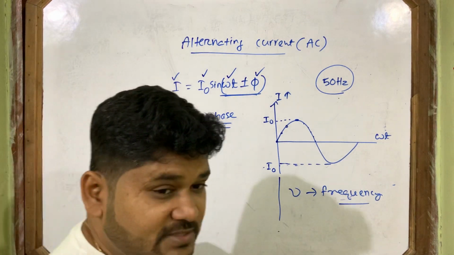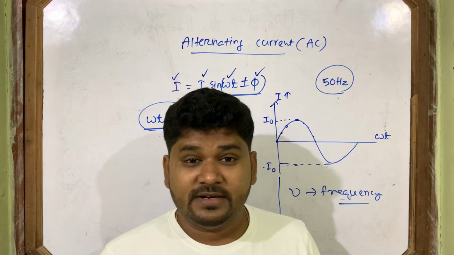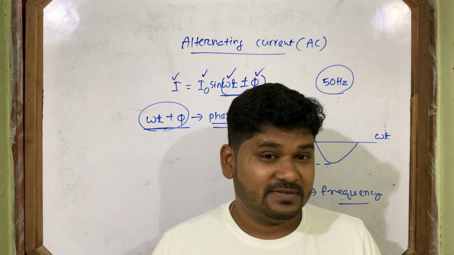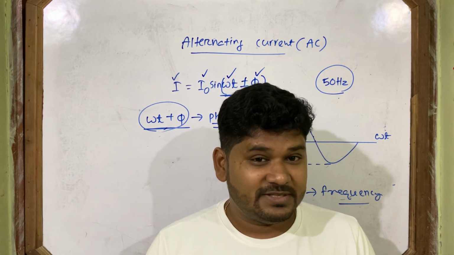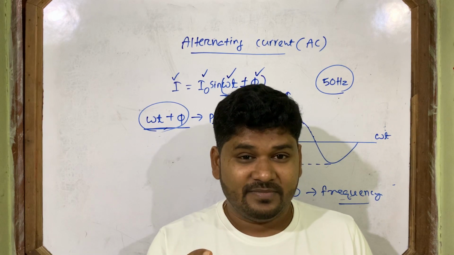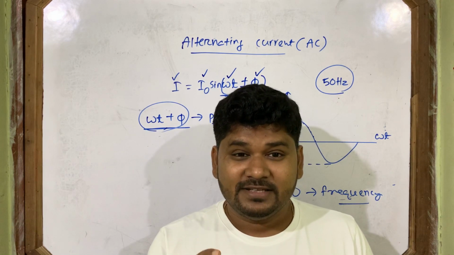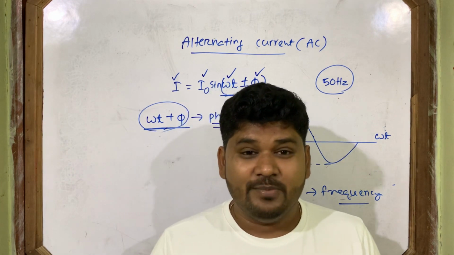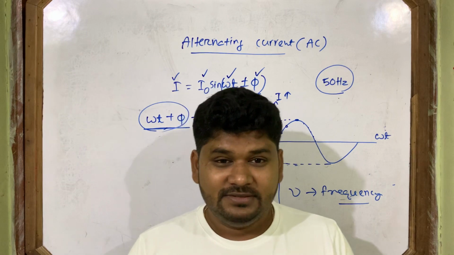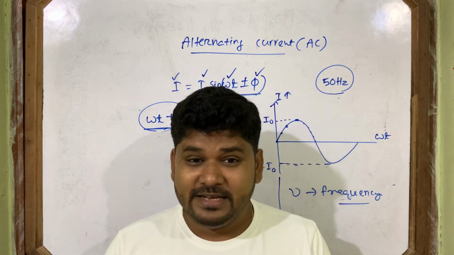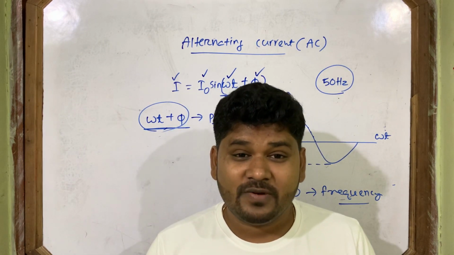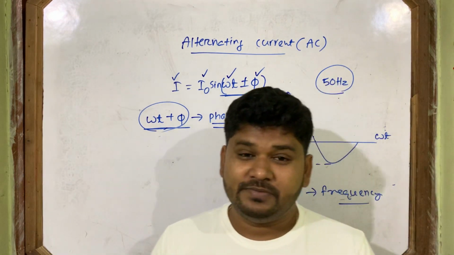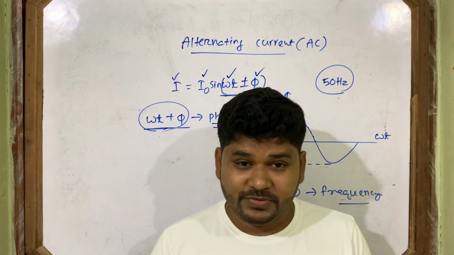What is phase? Phase you have read in class 11th in the oscillation chapter. Phase is a quantity which presents the state of motion of a body when a body oscillates. Okay, I know you forgot. If you forgot, I want to tell you. I will explain to you about the phase again.